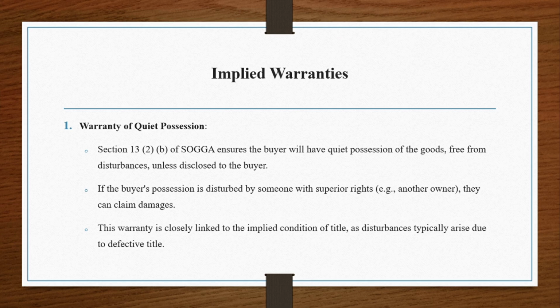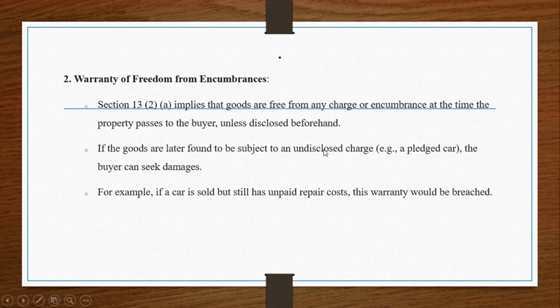This warranty of quiet possession ensures that the buyer will enjoy quiet possession of the goods unless the disturbance was disclosed before. Then we have the second warranty, which is the warranty of freedom from encumbrances. The warranty of freedom from encumbrances implies that goods are free from any charge or encumbrances at the time the property passes to the buyer unless it has been disclosed beforehand. So the goods should be free from any undisclosed financial claim, for example, any unpaid debt.